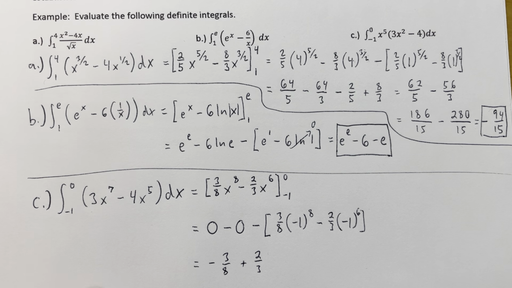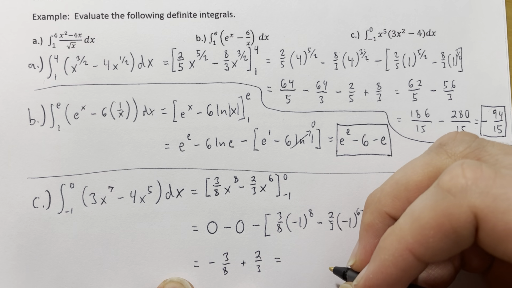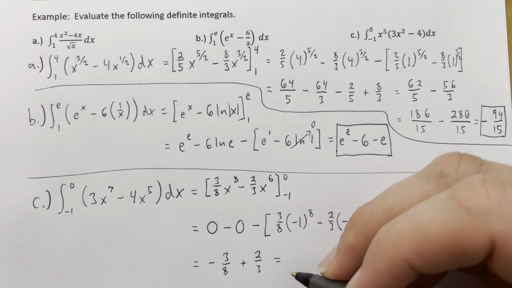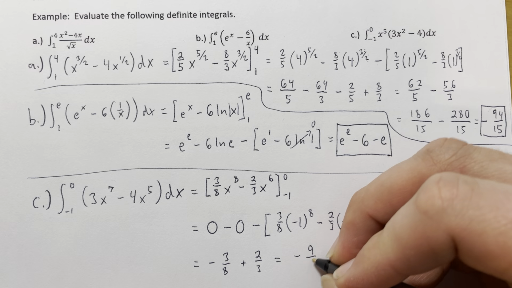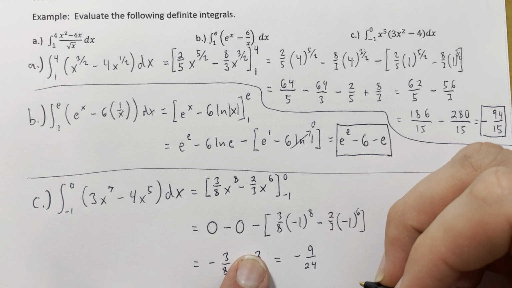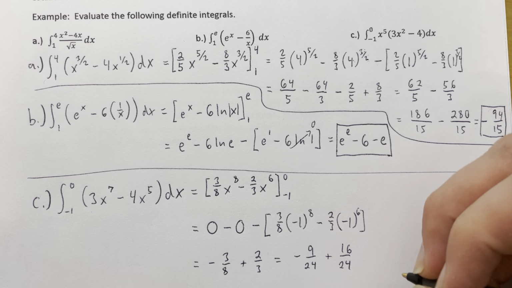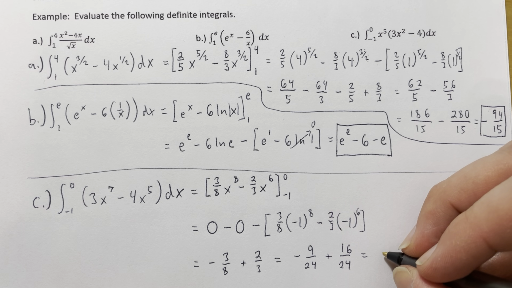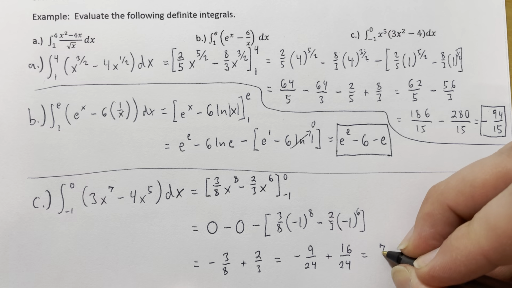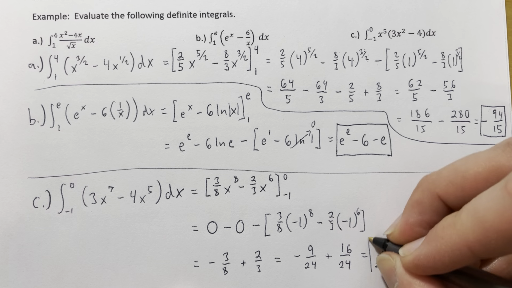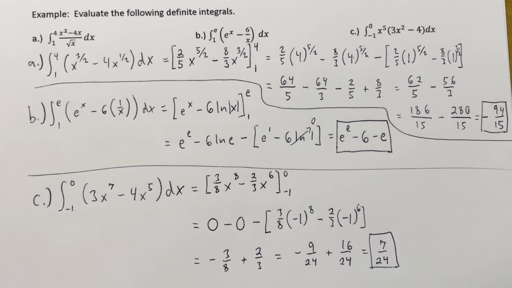2/3. Okay, let's get a common denominator of 24. So I'd be multiplying this by 3, -9 24ths. Multiply this by 8, plus 16 24ths, which would be equal to 7 24ths. And that's what I got for that one.